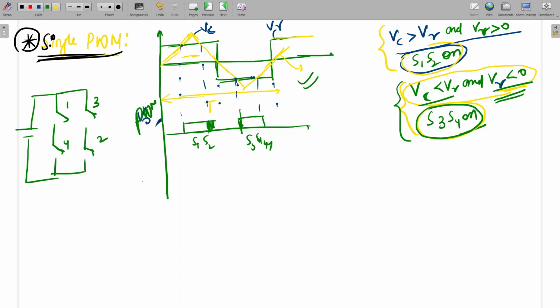So what will be the output voltage? For S1, S2 the output voltage will be this one, and for S3, S4 the output voltage will be this one. Is it clear? If you see the waveform, what will be this value? Here in the middle it will be pi, and here it will be pi by 2. Is it clear? Yes, sir. This we call the pulse width. Here to here is the pulse width.